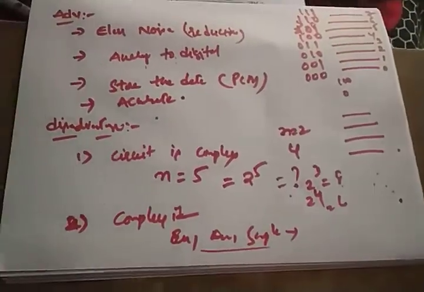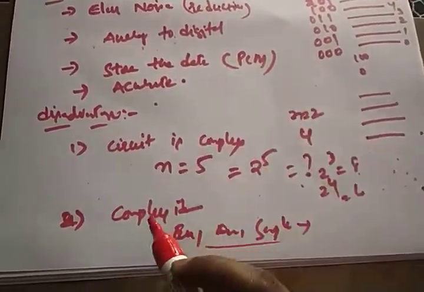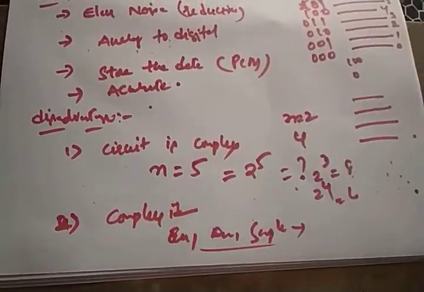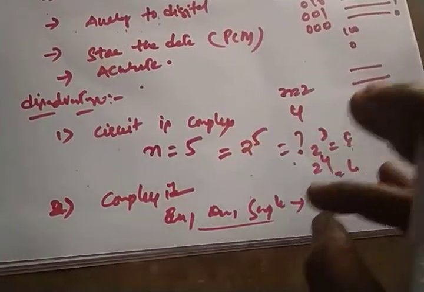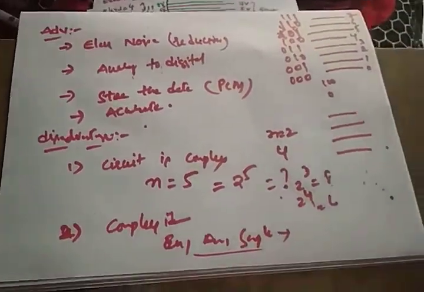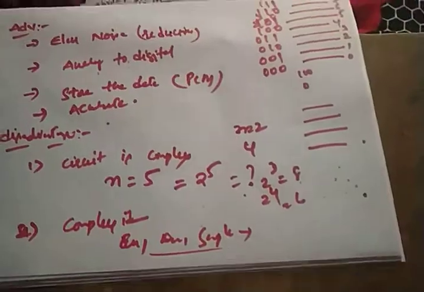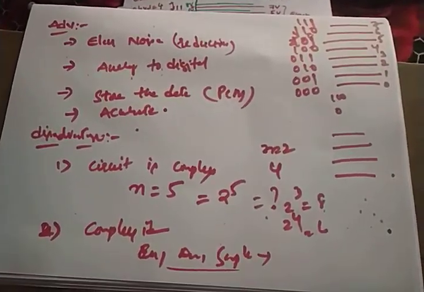So this is about pulse code modulation. Advantages: noise reduction, analog to digital conversion, storing the data, and accuracy. Disadvantages: if n is equal to 5, there will be a large number of quantization levels to deal with, which is very difficult. So there will be complexity with the encoder, decoder, quantization, samples and all these things, so the circuit is complex. So this is about quantization and pulse code modulation. Thank you for now.